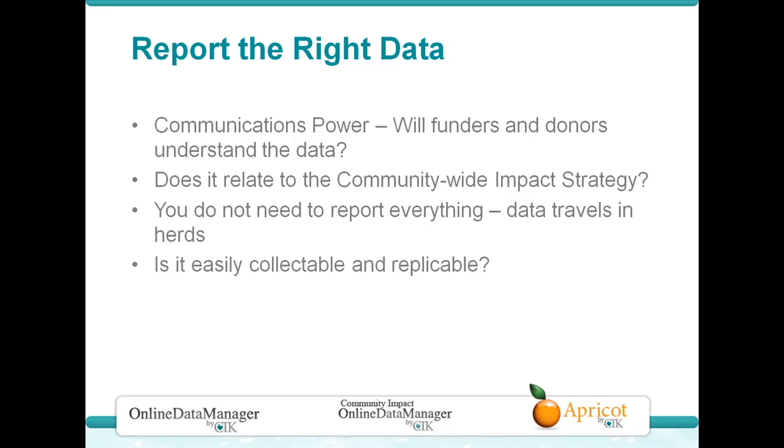The second one is, does it relate to the community-wide impact strategy, the work you're trying to achieve? Do people see that aligned with what you're trying to achieve? Third, you do not need to report everything. Data travels in herds, so you don't have to collect everything, just look for those lead horses that really have the largest communication power and relate to your goals, and collect that data and report that data. And finally, make sure that the data you collect is collectible and replicable. You don't want to spend a lot of money collecting something that now you can't do a year later or 2 years later. So look for things that are data that meet these goals but are easily collectible and replicable.